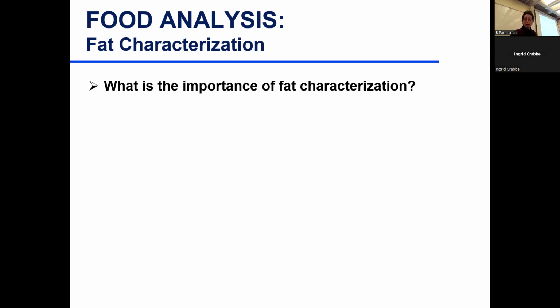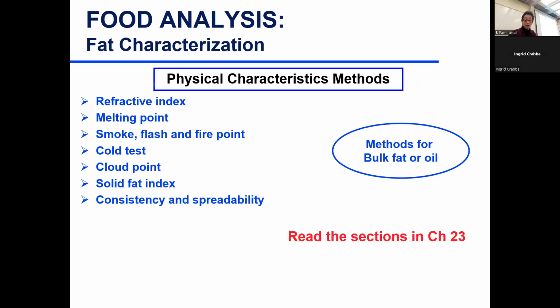Okay, I think we covered all of that. Let's move on and talk about physical characteristics. These are characteristics that you use to identify the oil or to determine certain characteristics that impact processing and texture or functionality. So refractive index is usually used to ID the oil, is a characteristic of different types of oils.